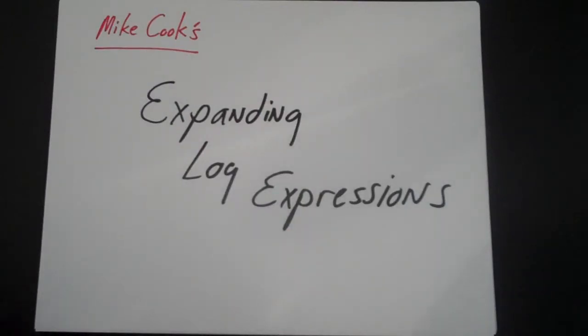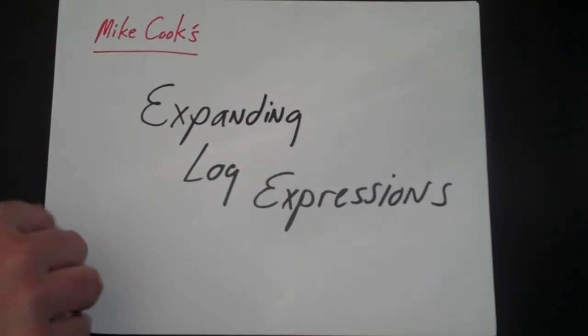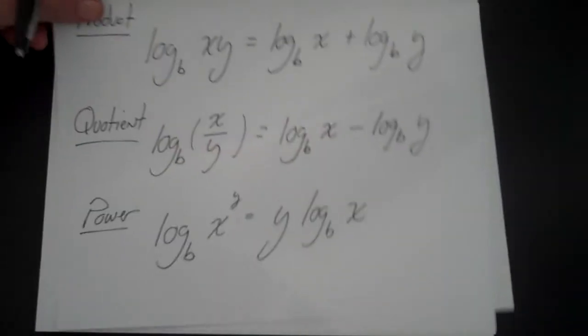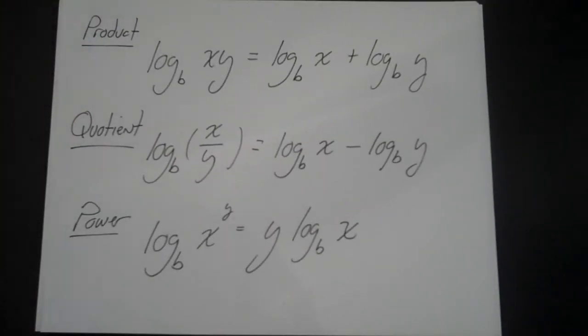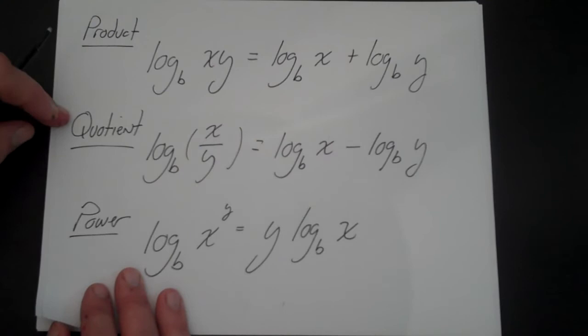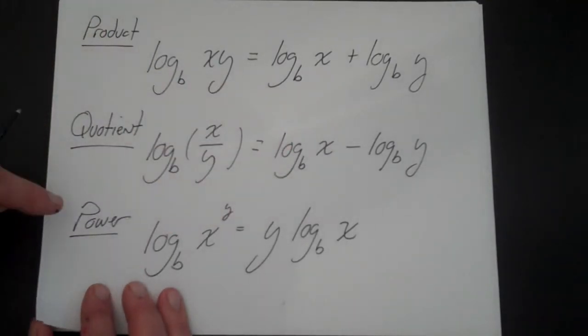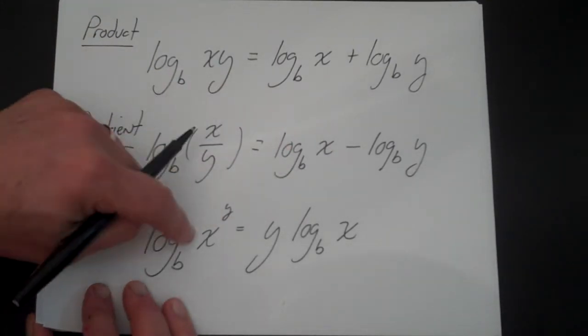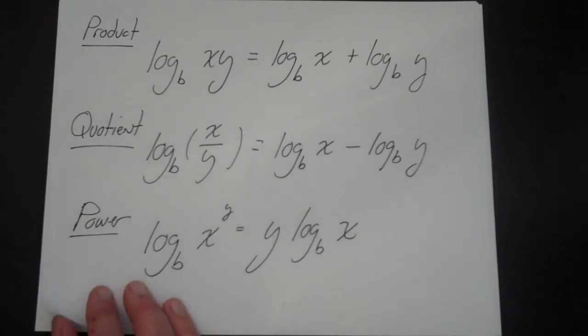Now let's look at some examples of expanding log expressions. So the first thing to remember is that we have three rules about log algebra, or properties of logs. The product rule, that is multiplication is like addition. The quotient rule, that is division, subtraction. And the power rule, which equates raising to a power to multiplication.